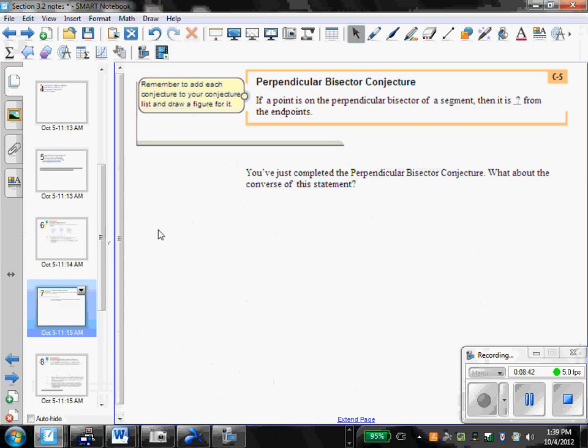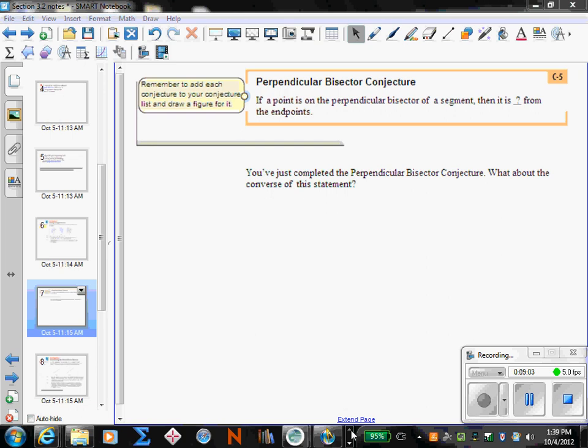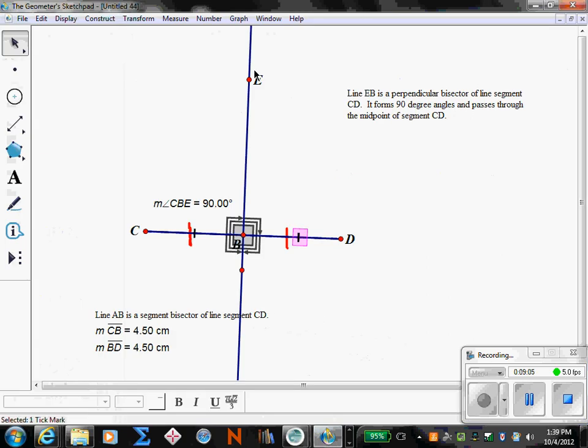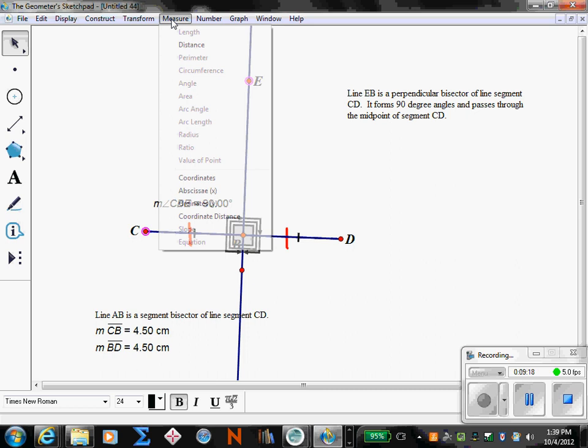Spend more time. Okay, our first conjecture of section 3.2 is the perpendicular bisector conjecture. If a point is on the perpendicular bisector of a segment, then it is blank from the endpoints. So we're going to go back to our picture. So here's my point E. It is on the perpendicular bisector. How far away is it from point C, and how far away is it from point D? So I'm going to highlight point C, and then I'm going to say measure distance.